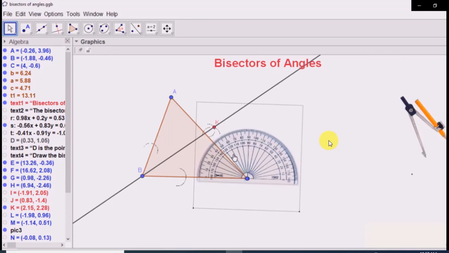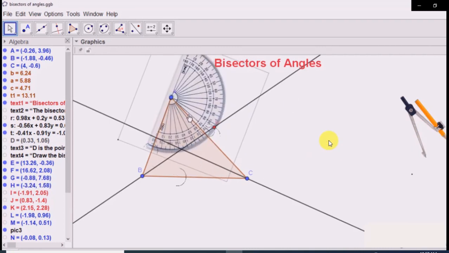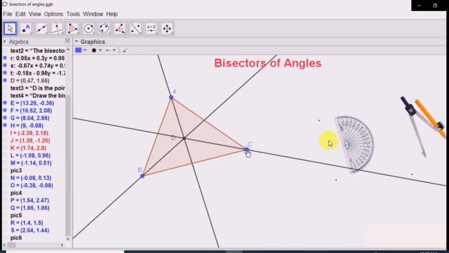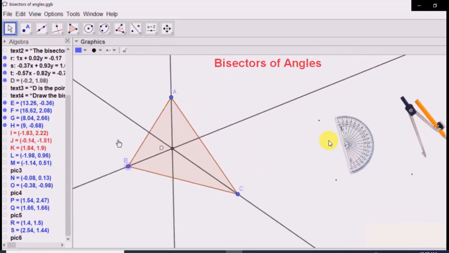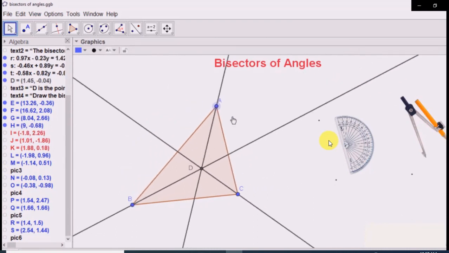We will use now the protractor to find the bisector of angle C. Simply, we have the protractor, we measure the angle C and we divide it into 2. Then we measure the angle A and we divide the angle into 2, and then we draw the bisector. The 3 bisectors will meet at one point. This point is inside the triangle. Whenever we are moving the triangle or changing the size of the triangle, the point is always inside the triangle and the bisectors always meet at one point.